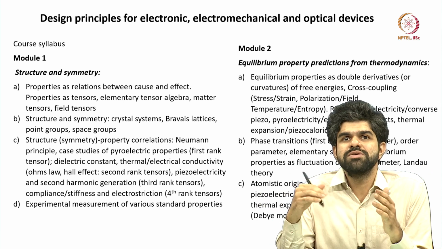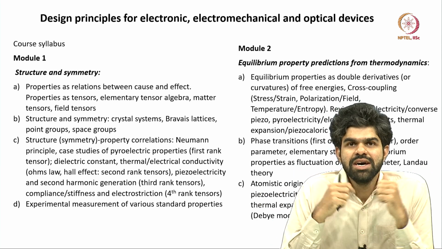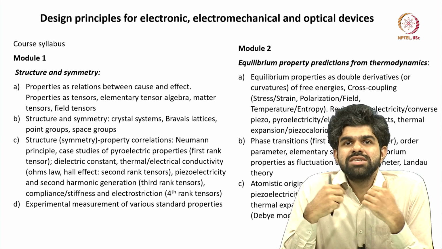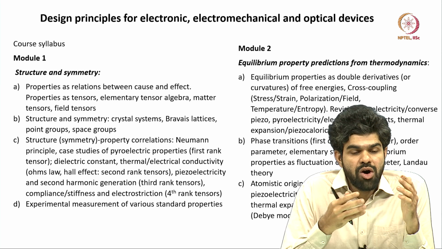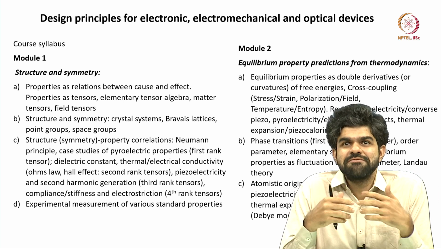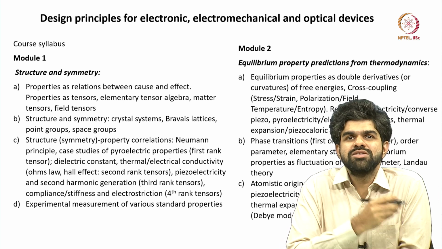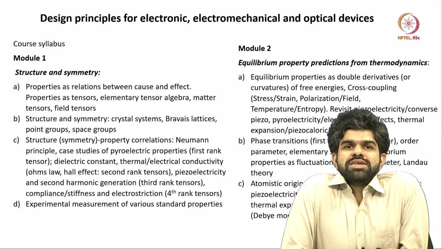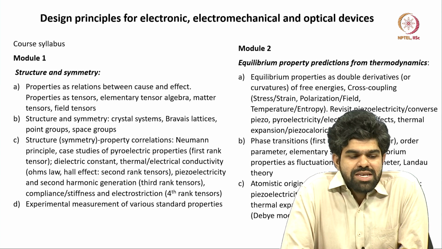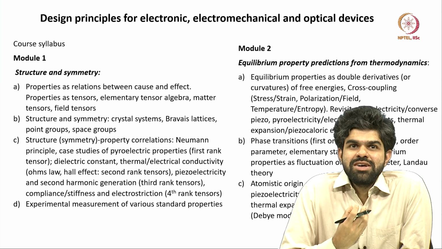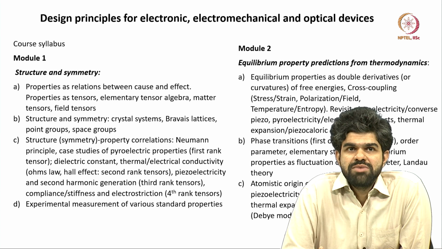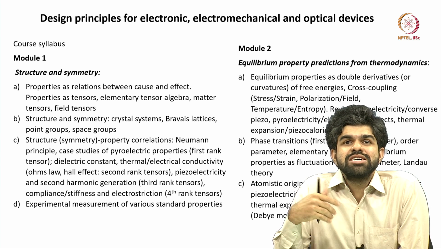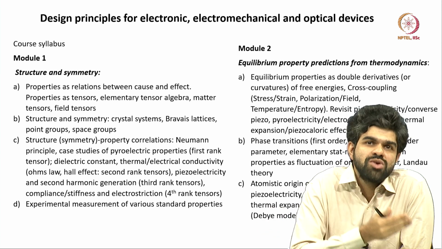These can be optical properties such as refractive index, electronic properties such as the dielectric constant or capacitance of a material or susceptibility, or a mechanical property such as stiffness or compliance of a material and so on and so forth. It does not matter what the property is. What we will see is there is a fundamental framework that comes from symmetry and structure of the materials that allows us to predict what sort of properties a material can have and what sort of properties a material cannot have, right.